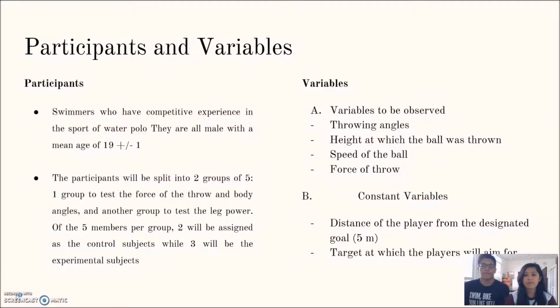For the variables, the variables to be observed are the throwing angles, height at which the ball was thrown, the speed of the ball, and the force of the throw. And the constant variables will be the distance of the player from the designated goal, which is 5 meters, which is the standard distance of the penalty shot, and the target at which the players will aim for.